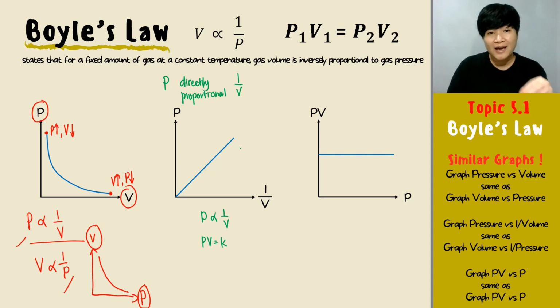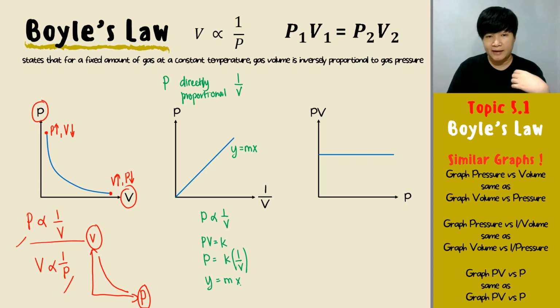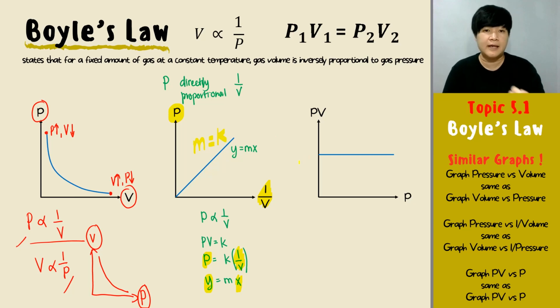And what we are trying to sketch over here is the graph of Y equals MX. Can you see that? So how do we get Y equals MX? Easy. You move your V over, and you will have your K times 1 over V. And that is your Y equals MX, showing clearly that your Y is pressure, and your X is 1 over V, 1 over volume. Therefore, your M over here is your constant K.